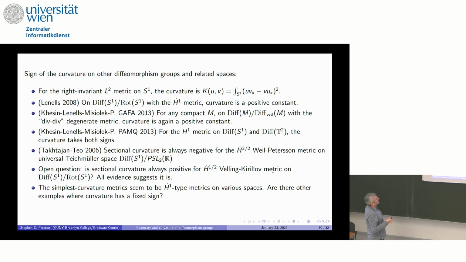Then there's some other situations, there's a higher dimensional version of that as well. For the H^{3/2} Vey-Peterson metric, I think they proved that the sectional curvature is always negative. I don't understand the proof.